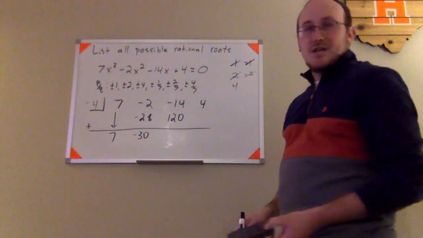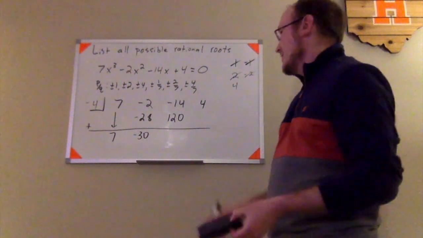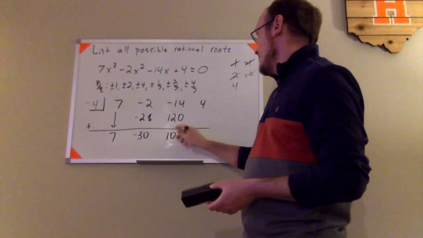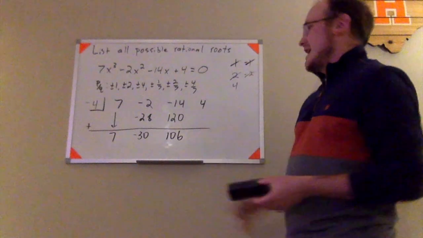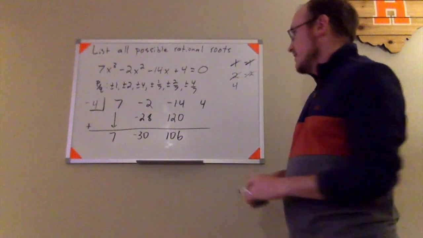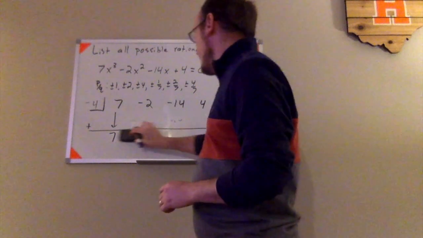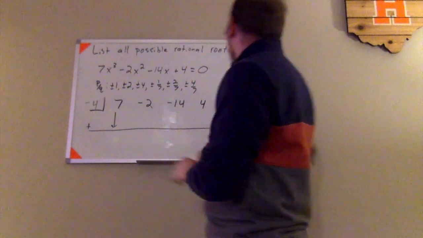I don't know if you can see yet, but I don't think this is going towards 0 right now. Go ahead and add the column there, and I'm looking at 106. And I can see that this is getting out of hand as well. So I'm not going to continue. I'm going to go ahead and say, nope, that -4 did not work.